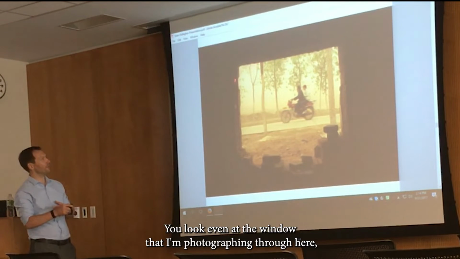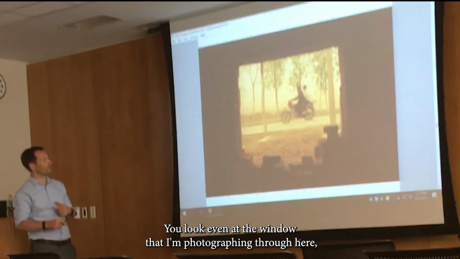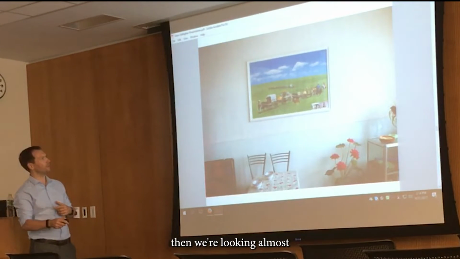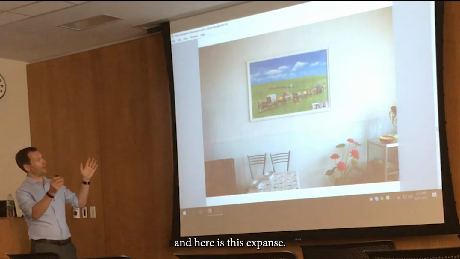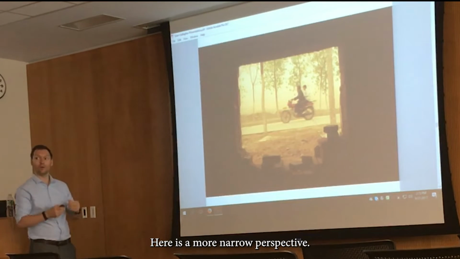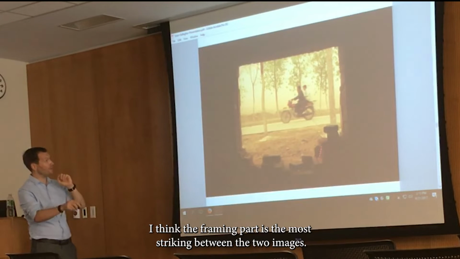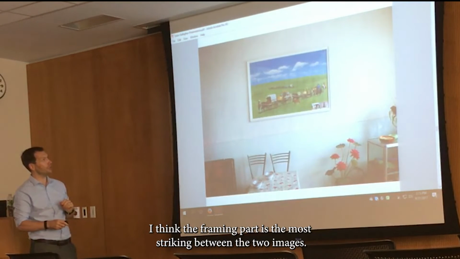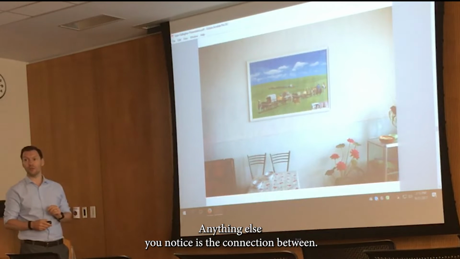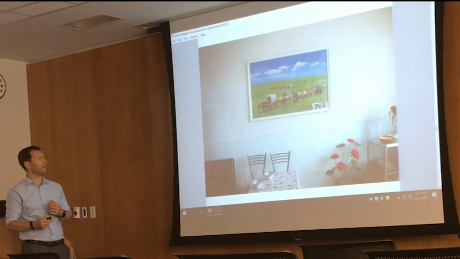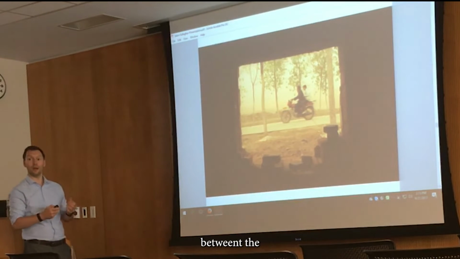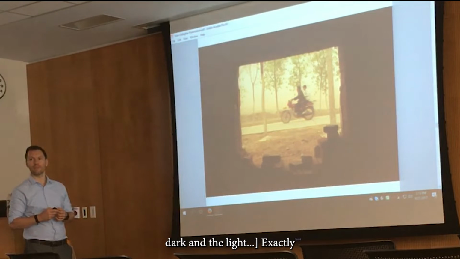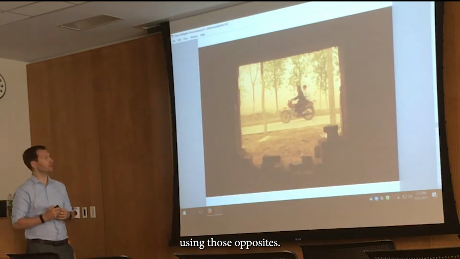Yeah, I'm glad you brought up the framing. If you look even at the window that I'm photographing through here, then we're looking almost at the window here as well. And here is this expanse, here is a more narrow perspective. I think the framing part is the most striking there between the two images. Anything else you notice in those two images? The connection between them. There's a dramatic contrast between the dark and the light window. So the middle is light here, outside dark, and the next one is darker colors in the middle of the rainbow. Exactly, using those opposites.